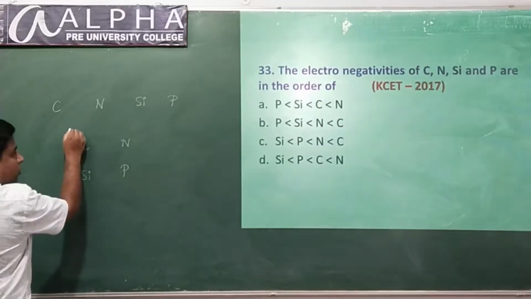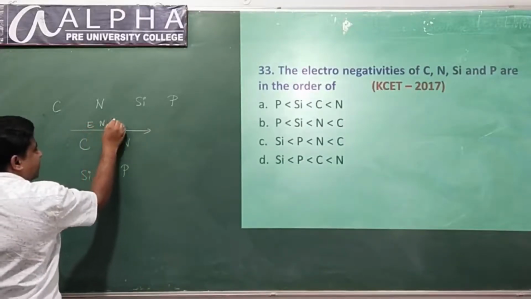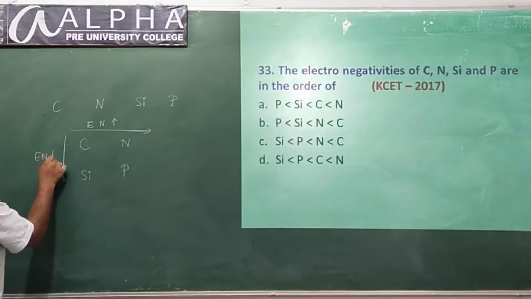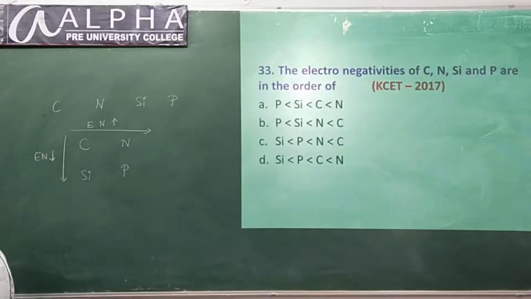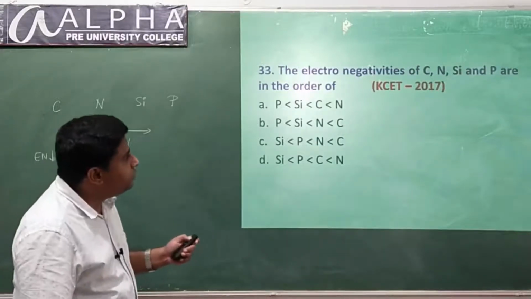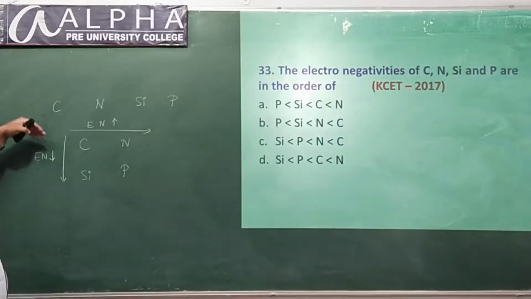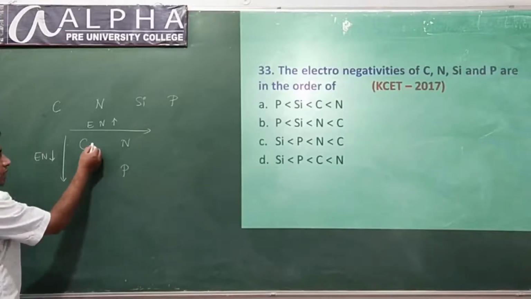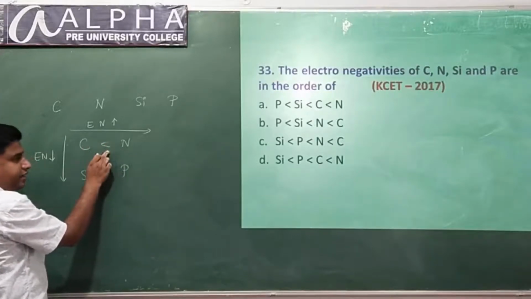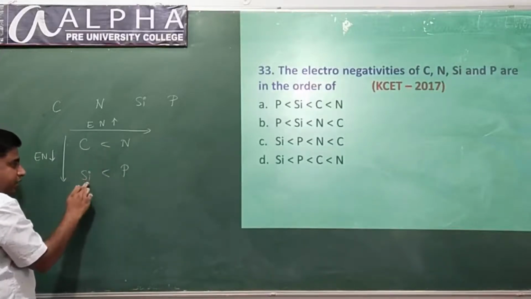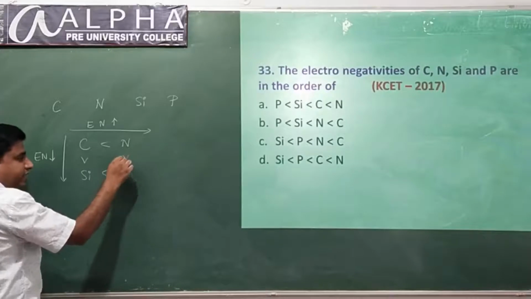We know electronegativity increases along the period, whereas electronegativity decreases down the group. Are they talking about electronegativity? Yes, they're talking about electronegativity. That means from carbon to nitrogen, electronegativity increases. From silicon to phosphorus, electronegativity increases. But from carbon to silicon, electronegativity decreases. From nitrogen to phosphorus, electronegativity will decrease.